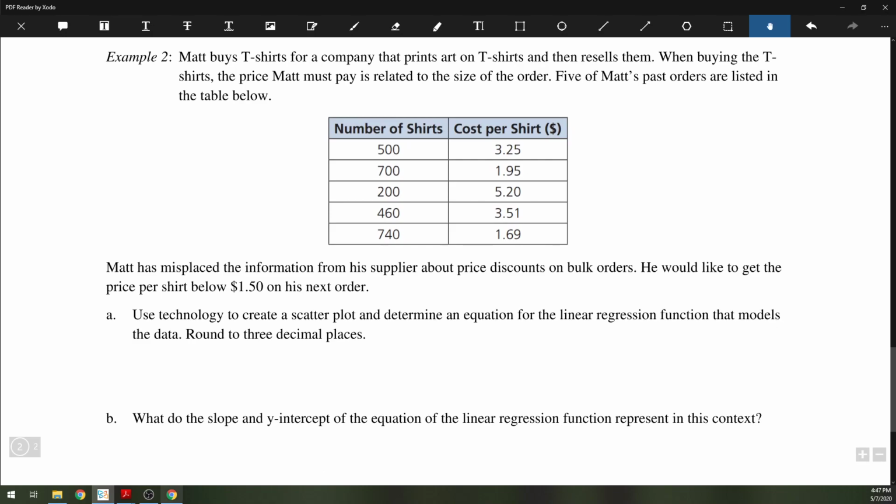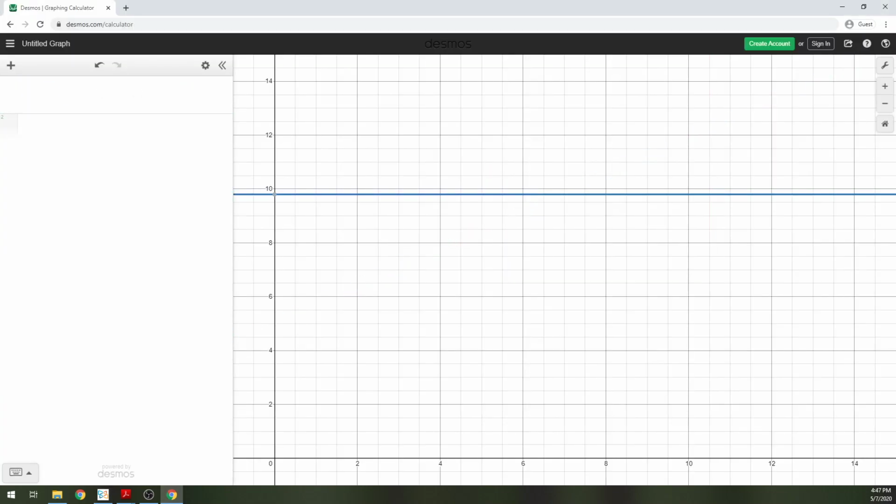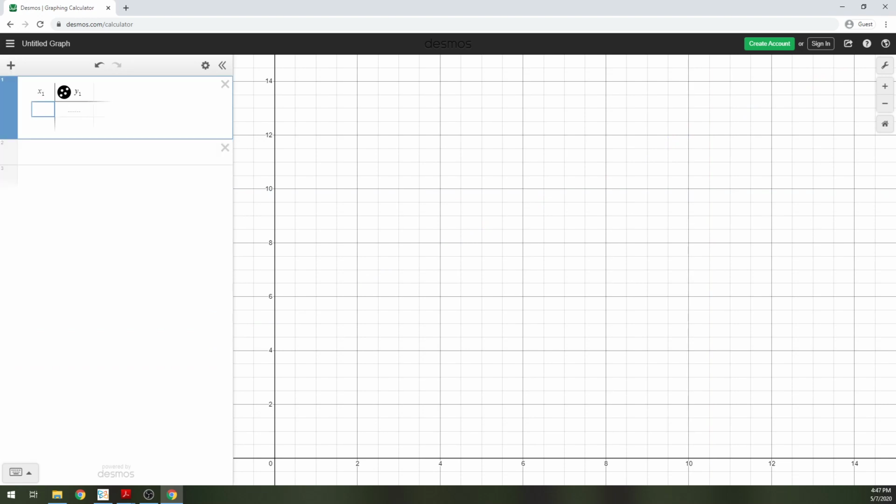Okay, so let's look at this example. Once again, we're going to go back to Desmos. We're going to delete all the items that were there before. We're going to add a new table. Our x values were the number of shirts, because the cost per shirt is dependent on the size of the order. Okay, and then the y values corresponding. Oh, sorry, 1.95, 5.2.